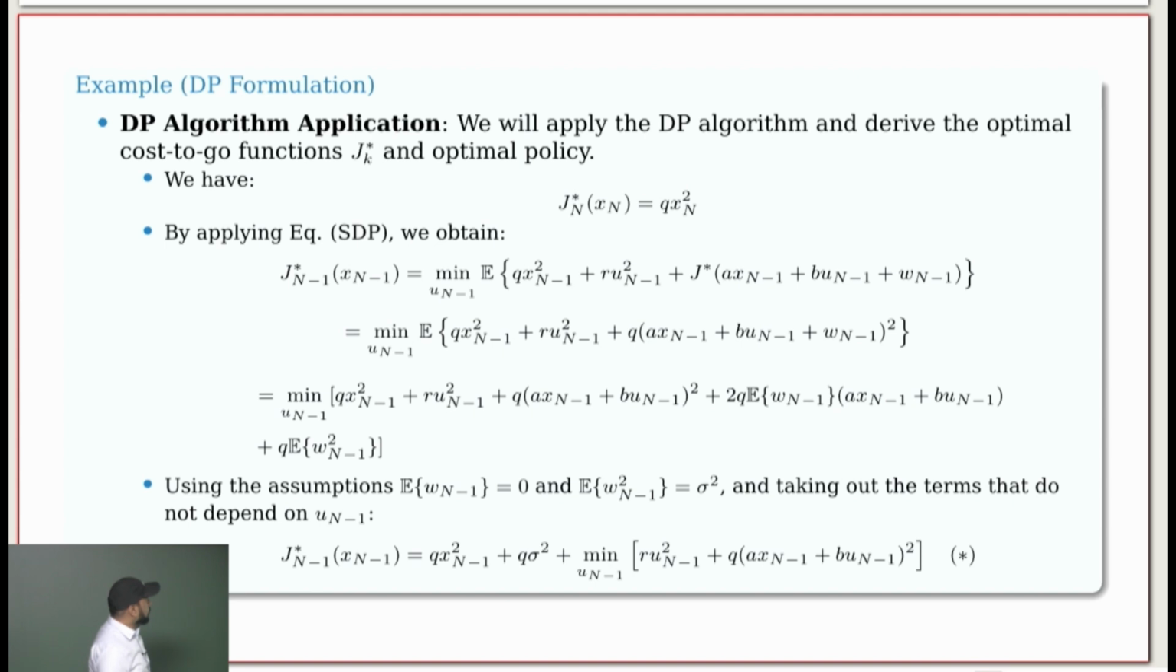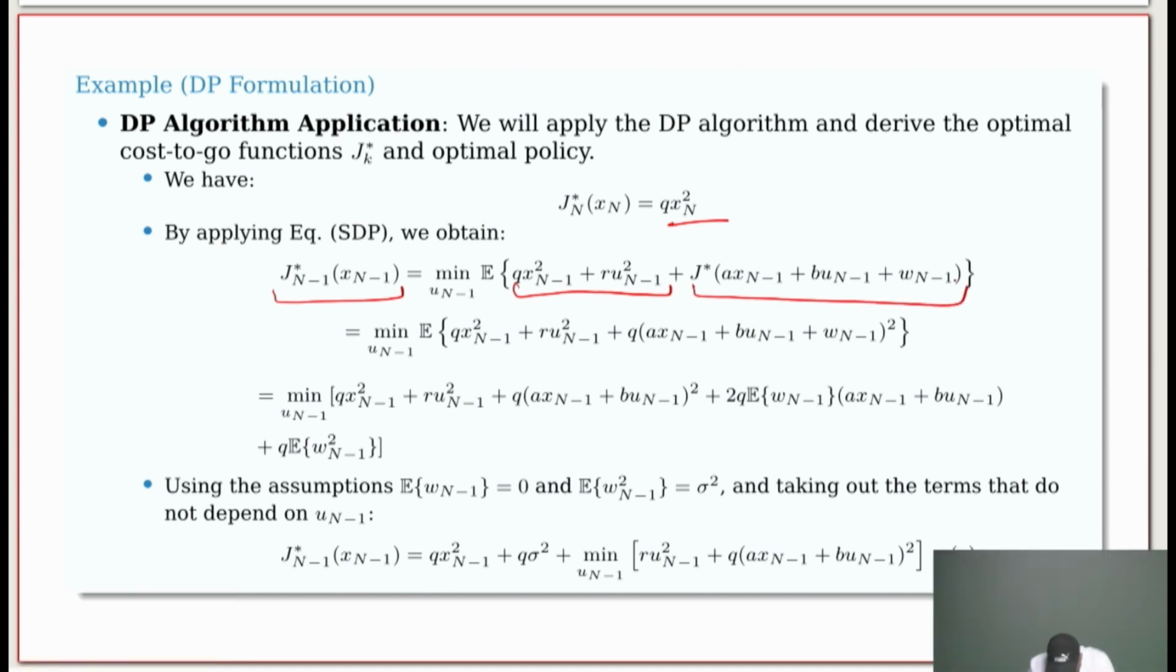So basically, if we put this here, then we have a x_{n-1}. So I can do it here. We have this quadratic cost, and then J_n star of x_{n-1} is the current cost, which is q x_{n-1} squared plus r u_{n-1} squared, and then plus J star, this term, right?